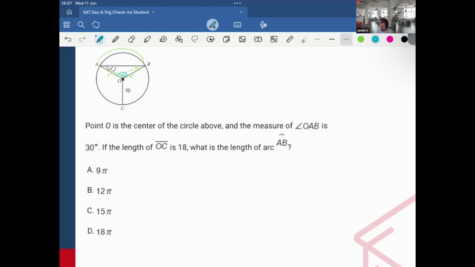I also know this is also the radius because it's coming out from the center of the circle to an endpoint, which will give me the radius. So next, I just want to find what the arc is. So let's go ahead and do that.